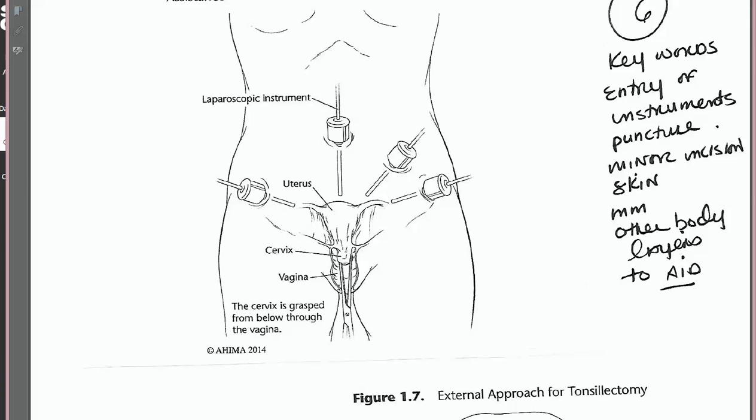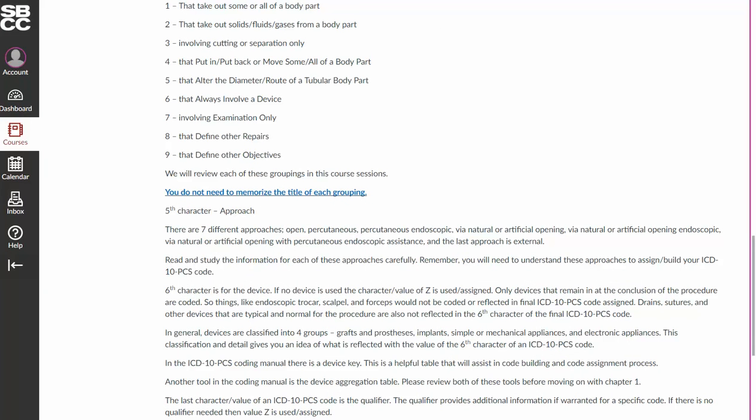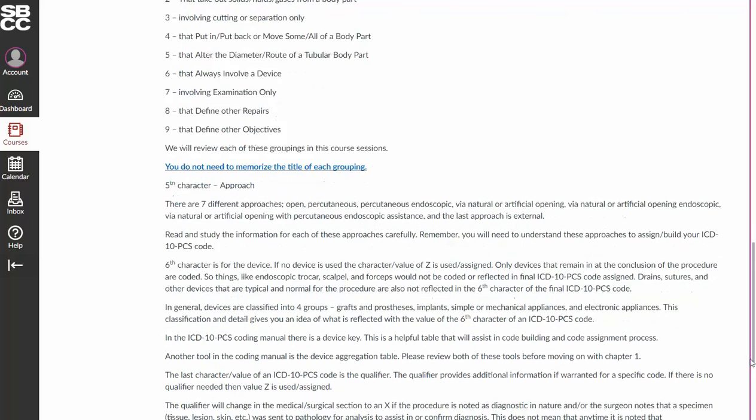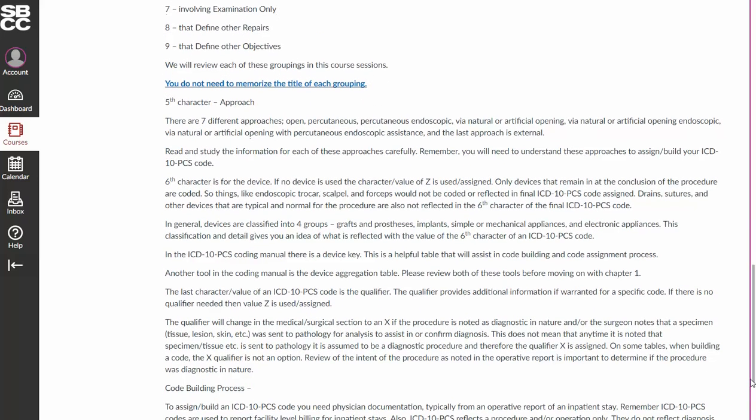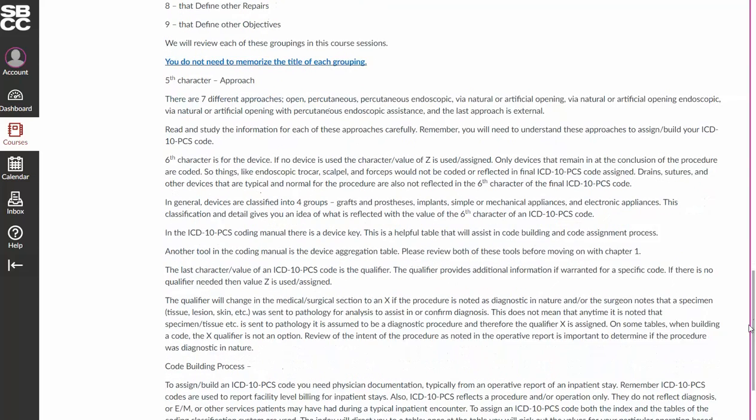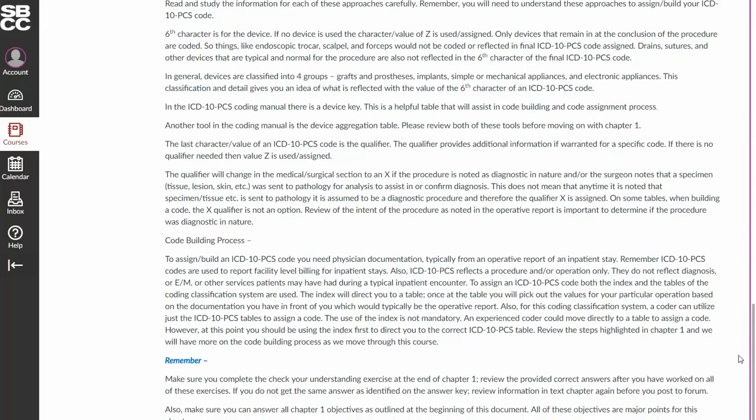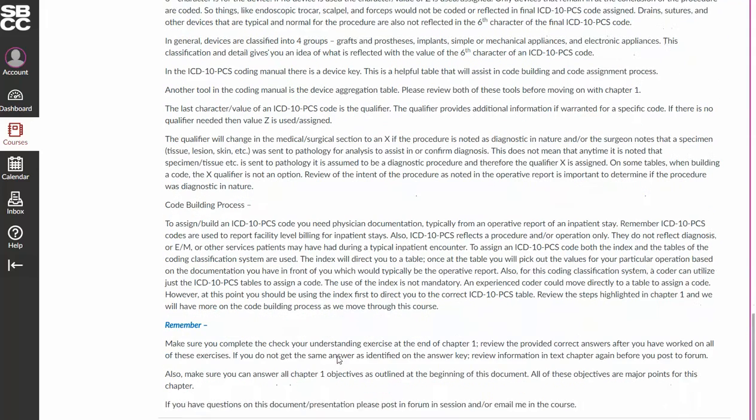So these pictures are actually in your textbook, but I will provide them again in your lesson 2 as a PDF. But as you are coding throughout the semester, please go back and refer to those pictures in chapter 1 of those different surgical approaches, so you're matching up your clinical documentation with the picture so that you are choosing the right surgical approach. And then, of course, that's part of the code process.